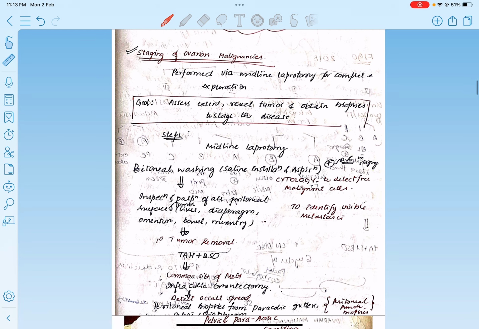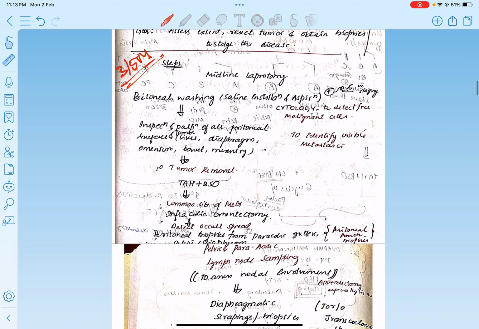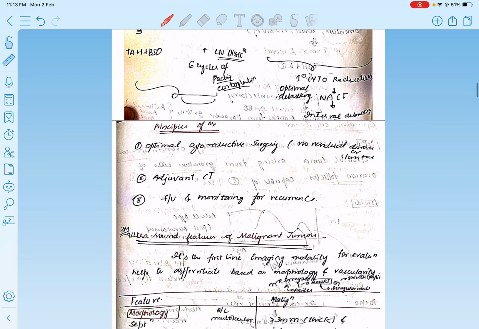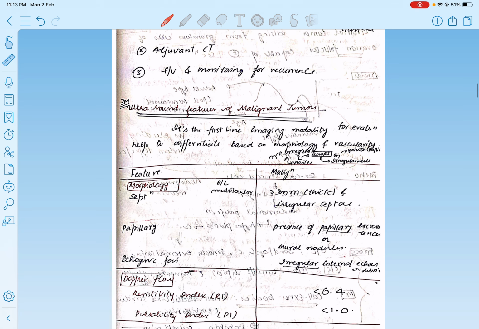Then again, staging of ovarian malignancy, this independently can come as a 3 mark or 5 mark or a 10 mark question. Make sure you study the proper thing. Okay, again FIGO staging, I don't think this is required, but you can just study the first thing. This is an important remarker.